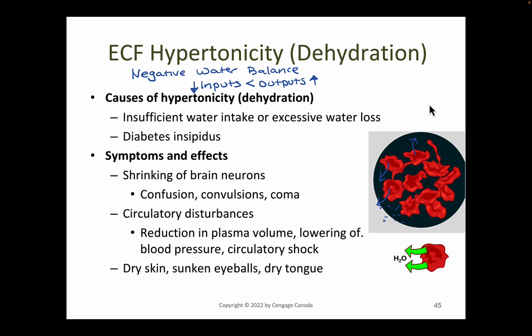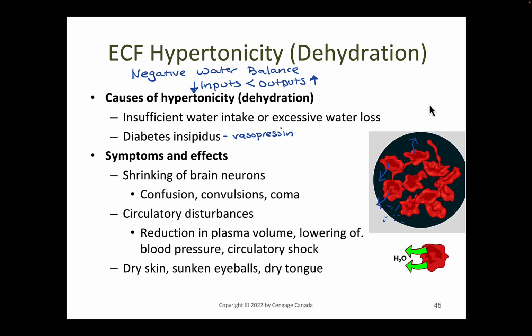Another disorder that causes this is diabetes insipidus, and this is where the body doesn't respond to vasopressin. So despite the body's needs, the person would continue to excrete very dilute urine with a lot of water. Now, what happens here? Well, if our cells are losing water and shrinking, that includes our neurons. So we might see shrinking of our neurons, which can lead to confusion, convulsions, even a coma, as our neurons in our brain stop working.